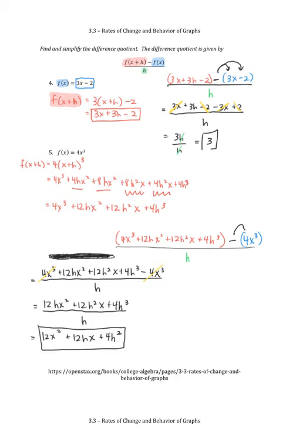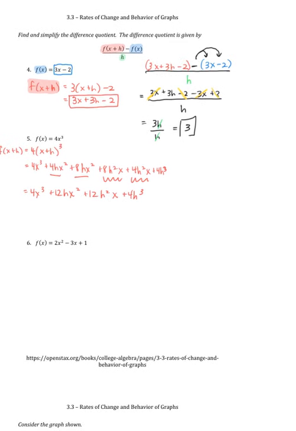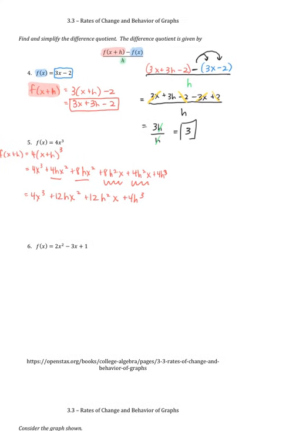So let's look at number 6. All right, so number 6, same thing. We're going to do the difference quotient. So the first thing we want to do is find f of x plus h. So f of x plus h is equal to 2 times x plus h squared minus 3 times x plus h plus 1.